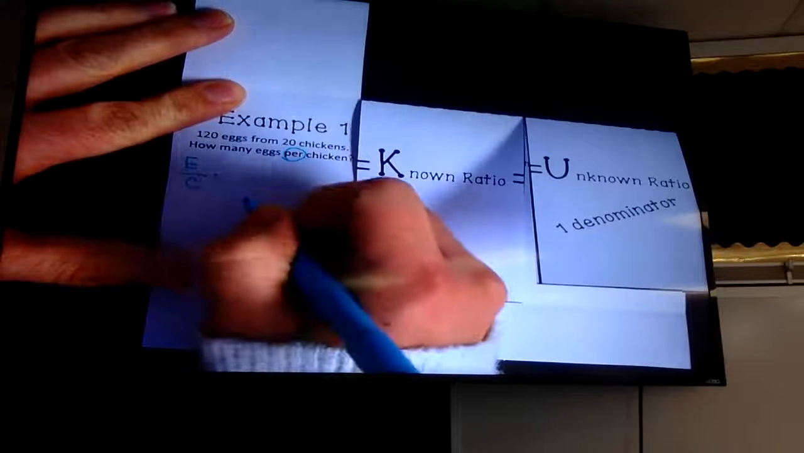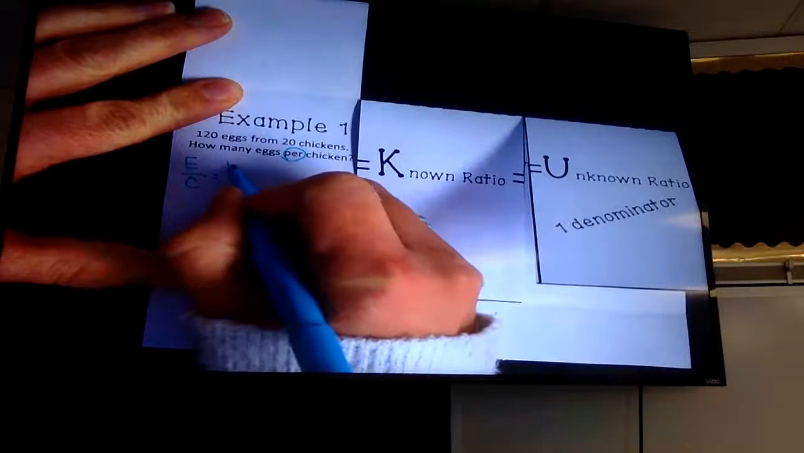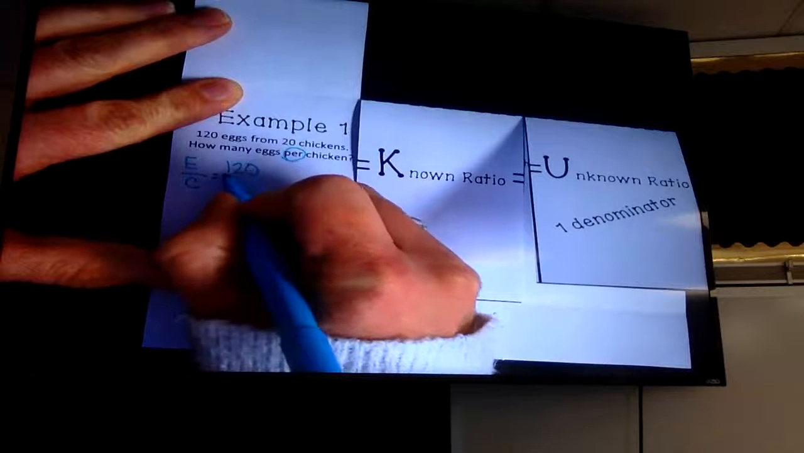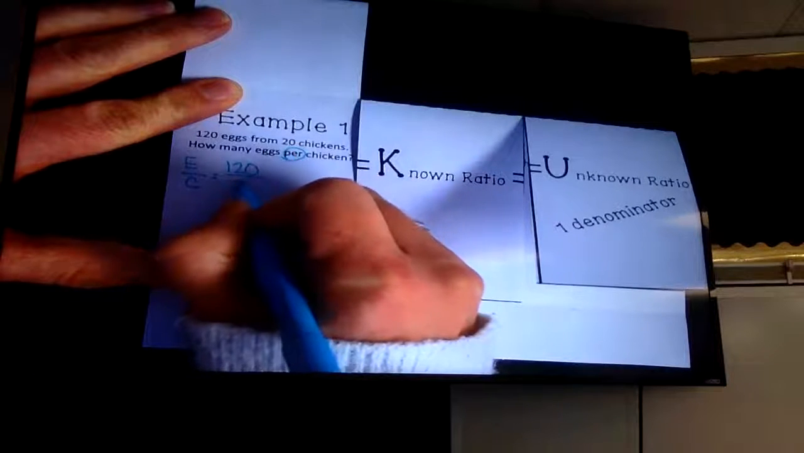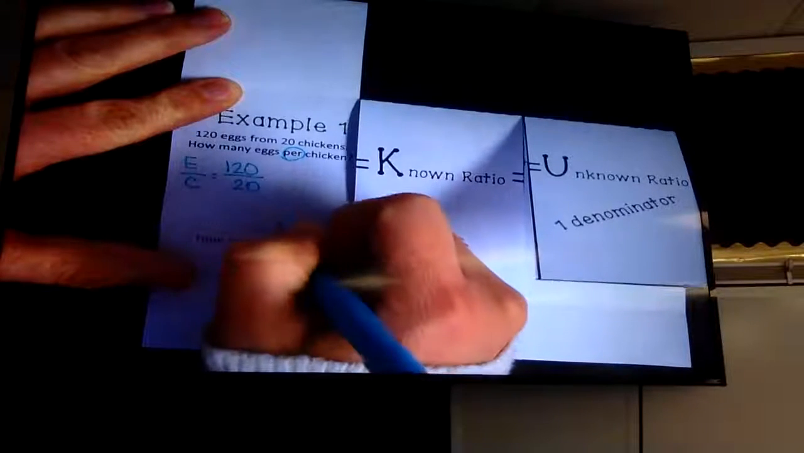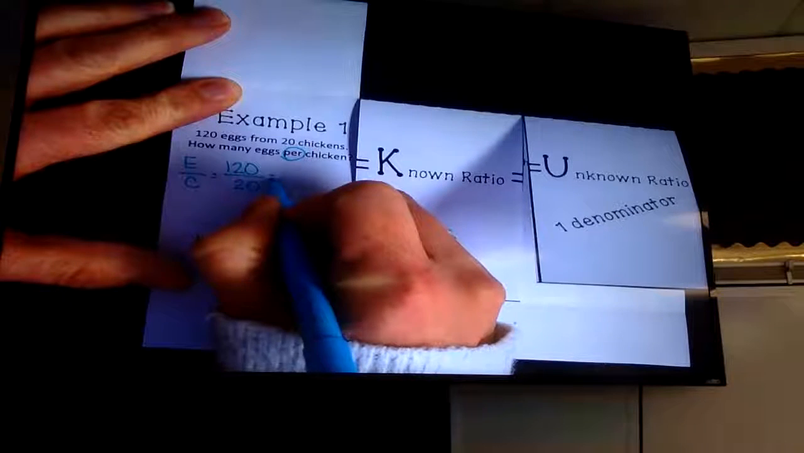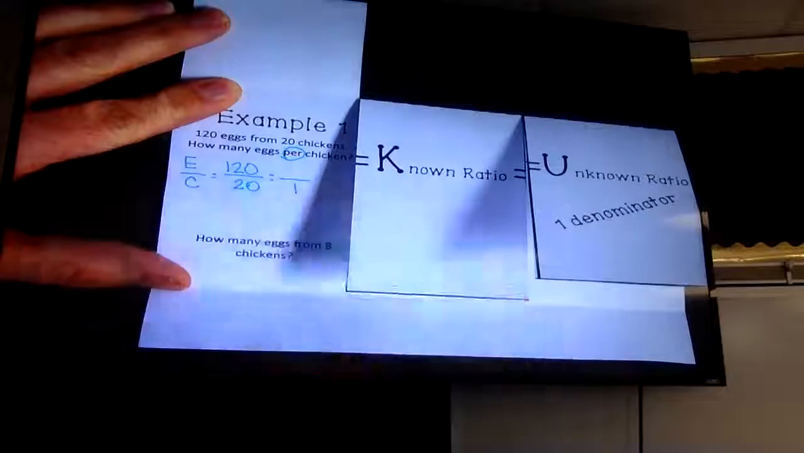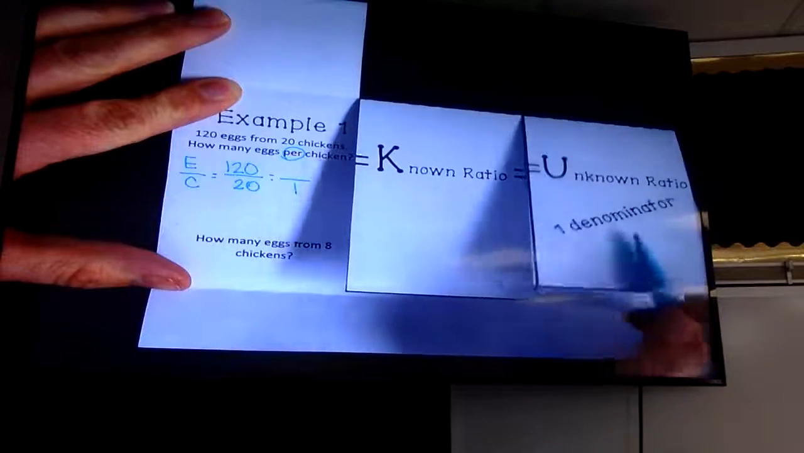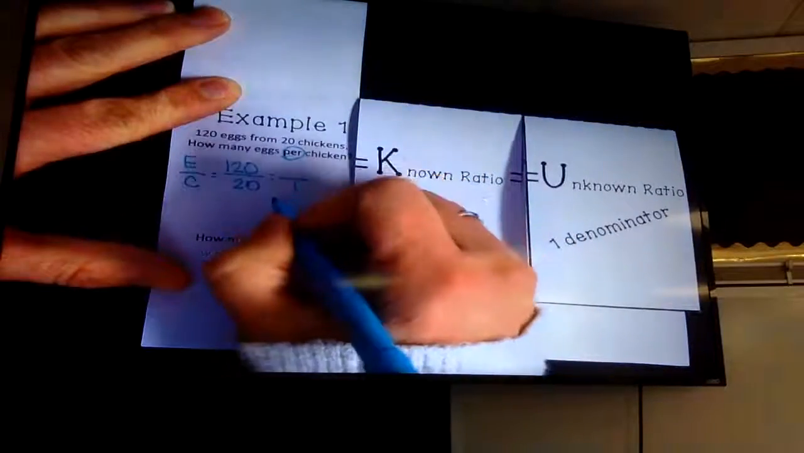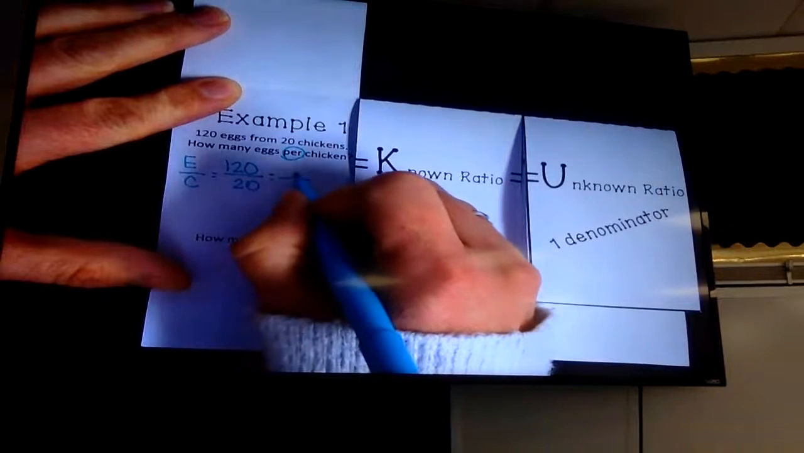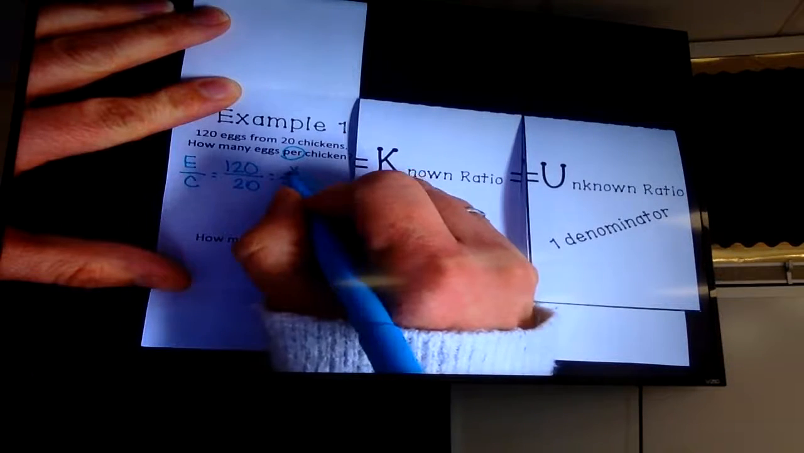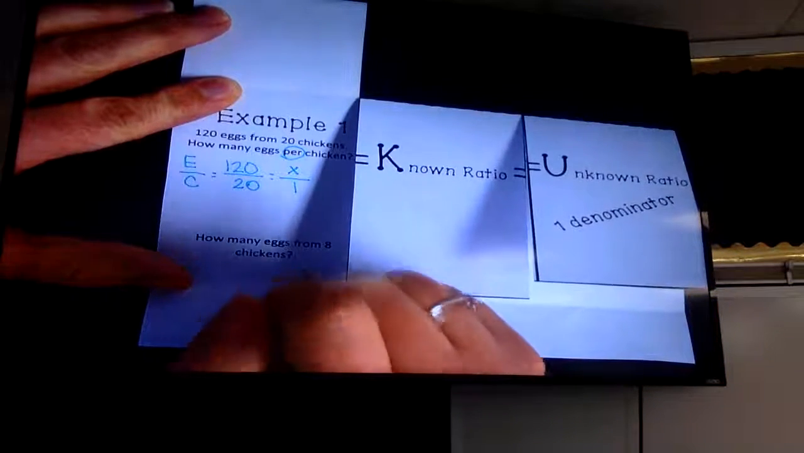And then my known ratio, what do I know? I know there's 120 eggs for every 20 chickens. Okay. And I want to know how many eggs there are per 1 chicken. Okay, that's our unknown ratio. The denominator will always be 1. So I could put an x up here, and then I can solve one of 2 ways.